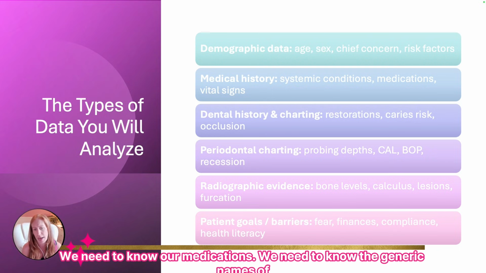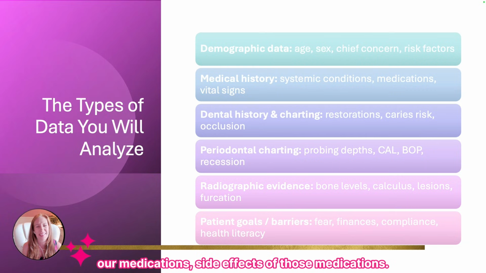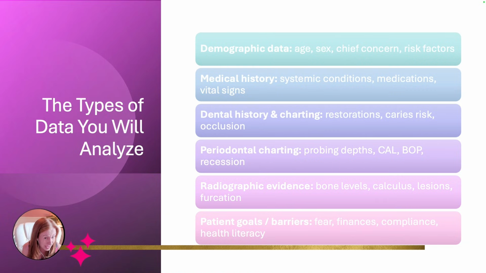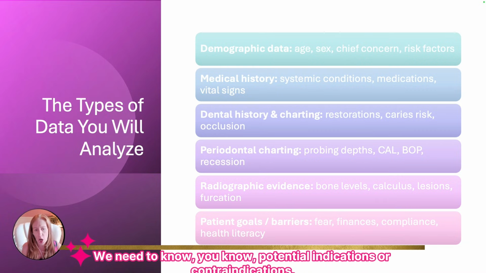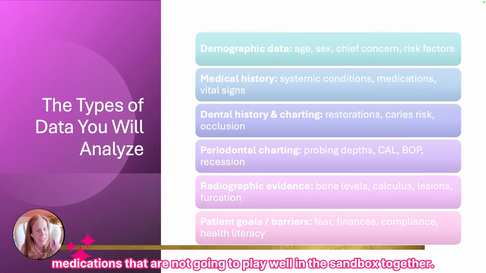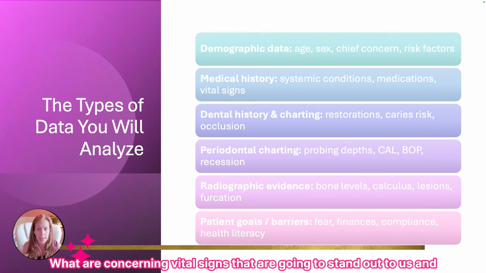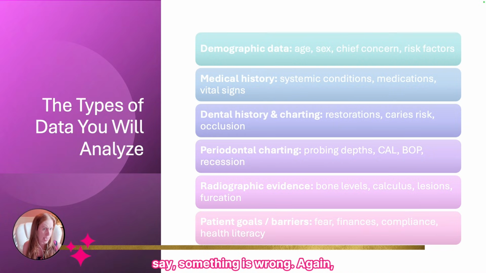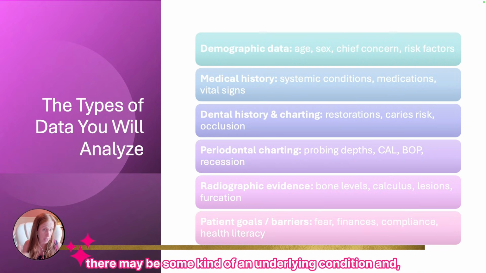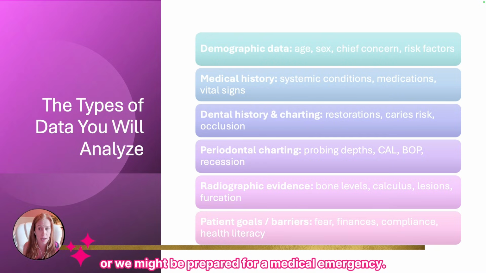We need to know our medications. We need to know the generic names of our medications, side effects of those medications. We need to know potential indications or contraindications, medications that are not going to play well in the sandbox together. So we need to be prepared for that. And then vital signs. What are concerning vital signs that are going to stand out to us and say, something is wrong? Again, there may be some kind of an underlying condition or we might be prepared for a medical emergency.